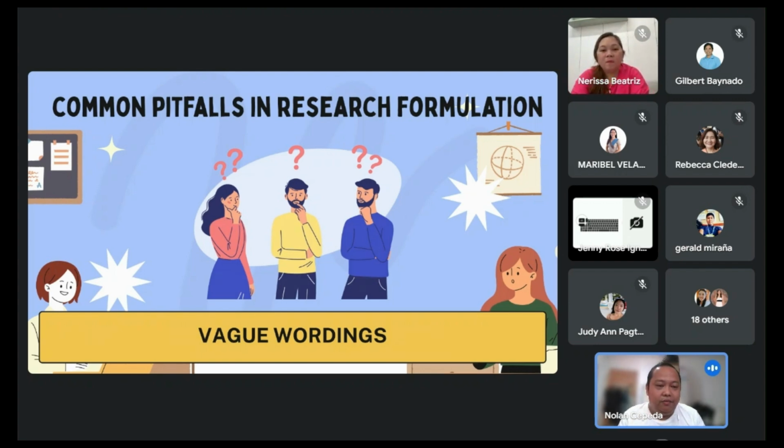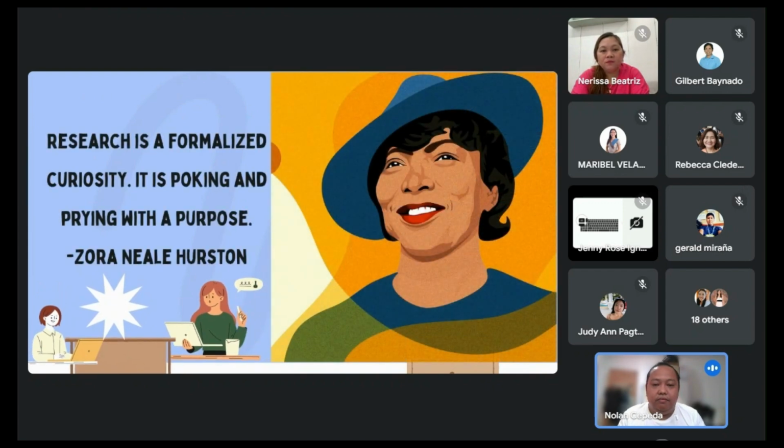Before we end, I would like to share a quotation from Zora Neale Hurston. Research is a formalized curiosity. It is poking and prying with a purpose. So, kumbaga po, if you want to know something, we need to ask. As simple as that. But in research, it requires us to test something before we say something. So, kailangan nating patunayan muna bago tayo mag-recommend, magbigay ng conclusion. Ano po?